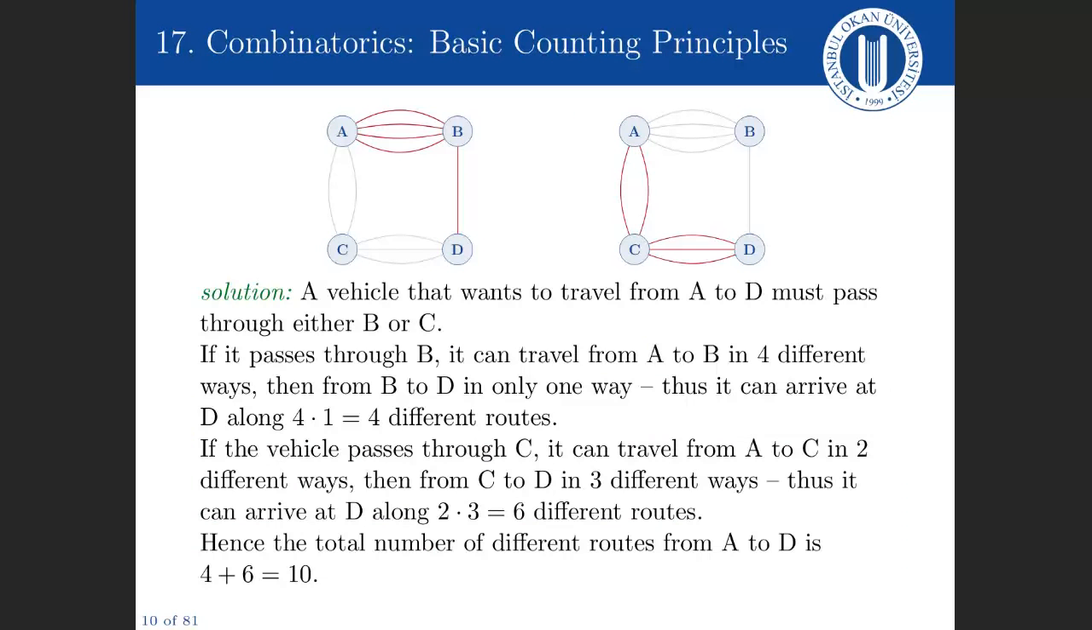To answer this, first of all, if we're going from A to D, we must pass through either B or C. First of all, let's look at the left picture. Let's suppose we go from A to B and then from B to D. From A to B, there are 4 roads. From B to D, there's 1 road. So if we're going from A to D via B, there must be 4 multiplied by 1, or 4 different routes.